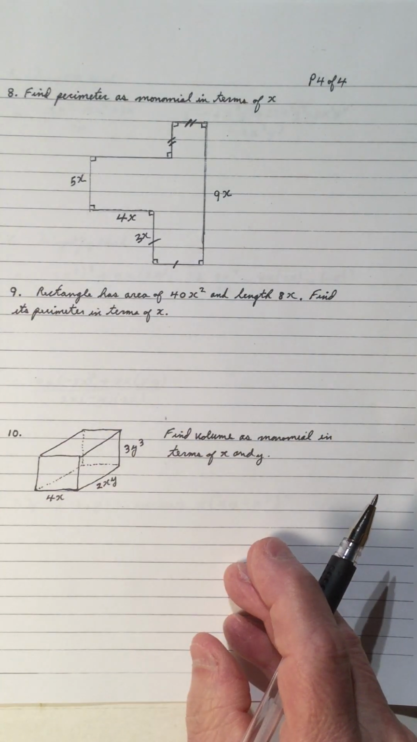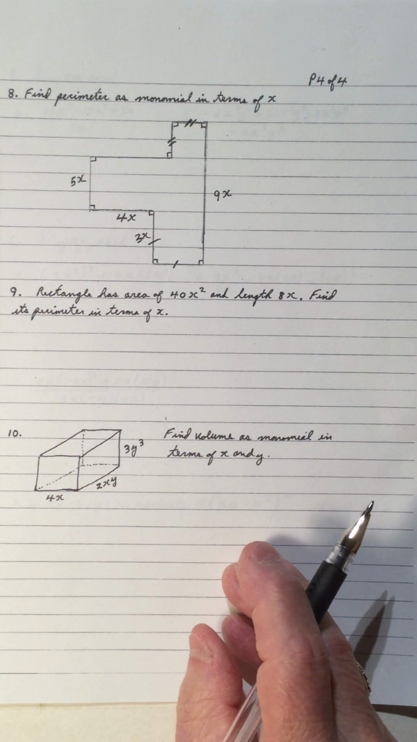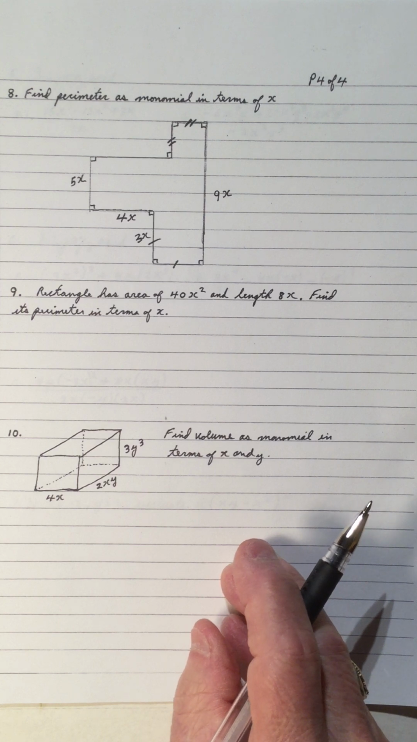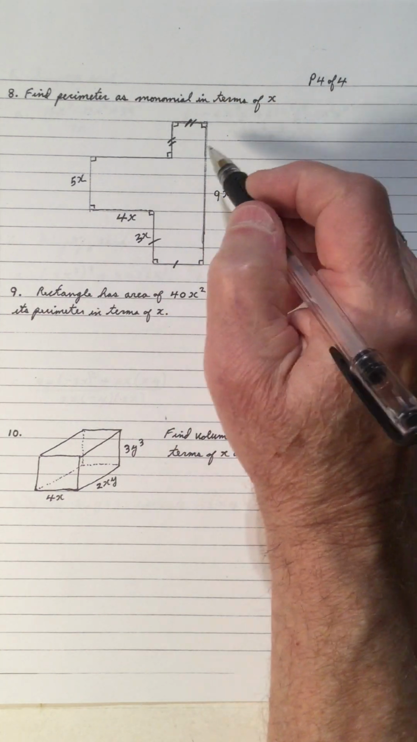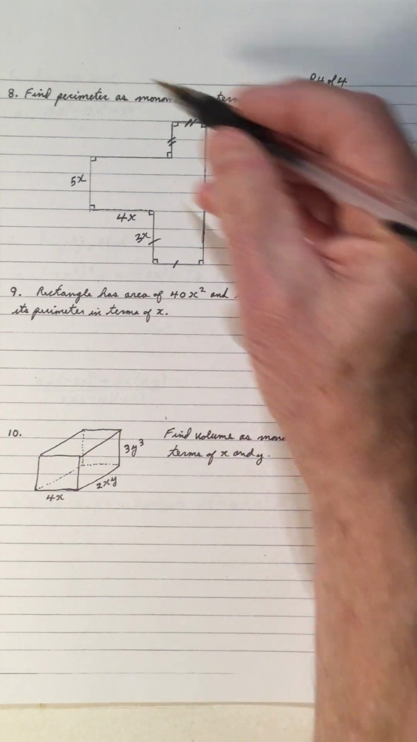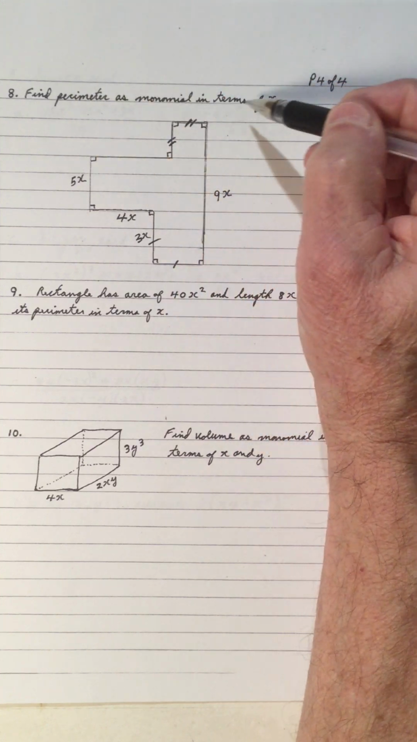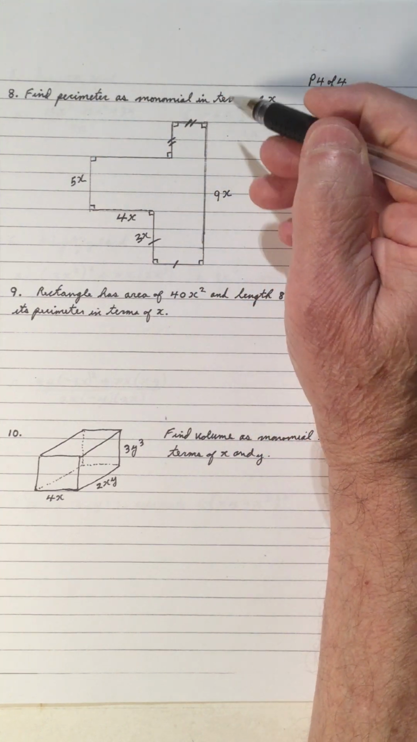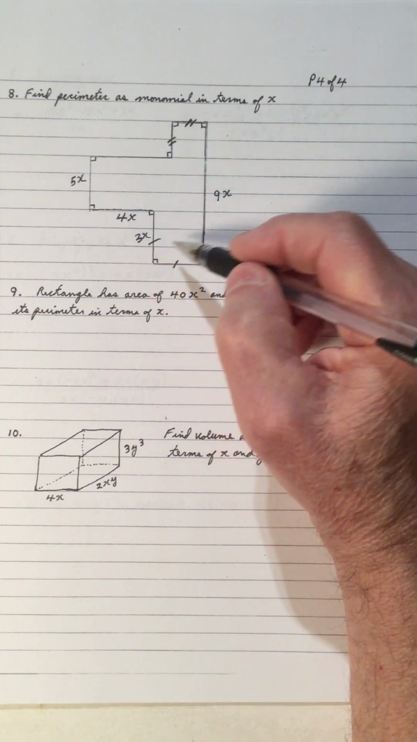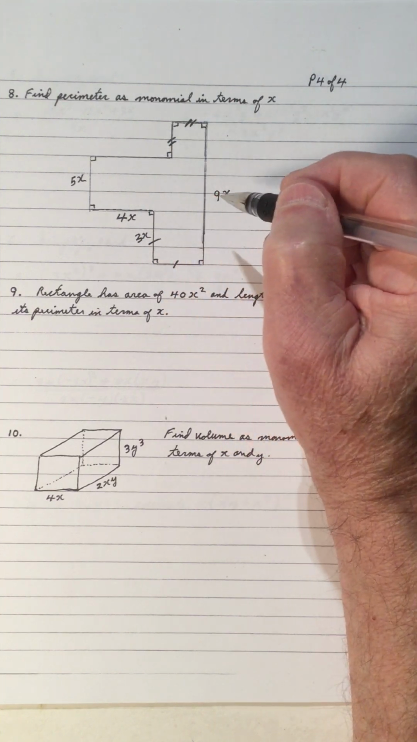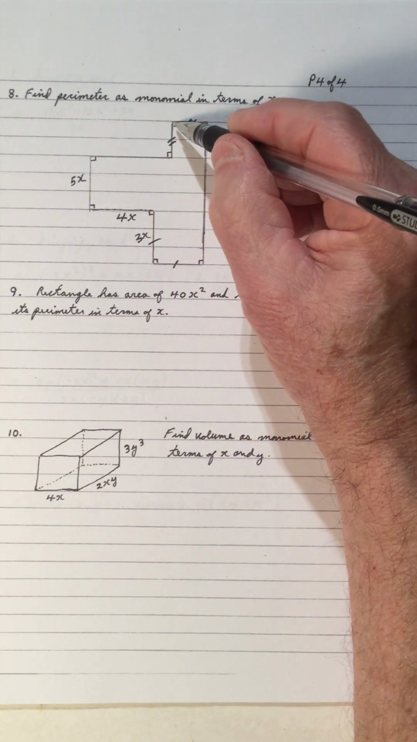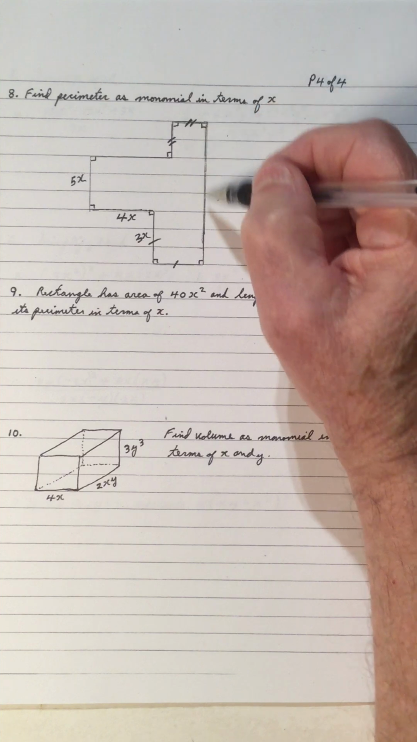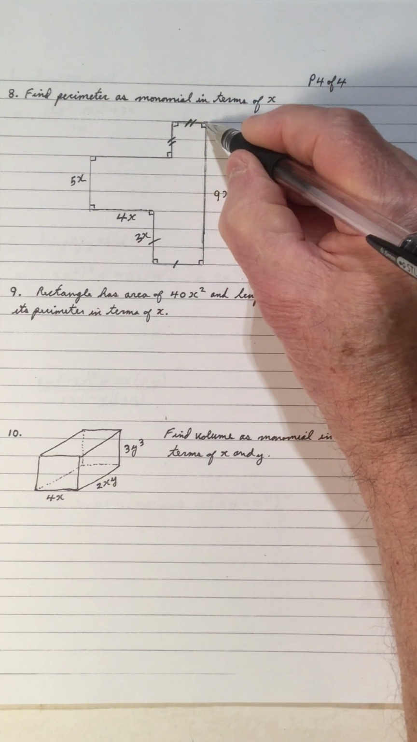Okay, let's continue. Again, I'm reviewing the whole unit that we have on polynomials. Check out the videos. This is a review. Find the perimeter of the figure in terms of x. So we have a rectangular figure here, all right angles in the corner, but we don't have the length of this side. We don't have the length of this side. We have 9 here. So let's see.